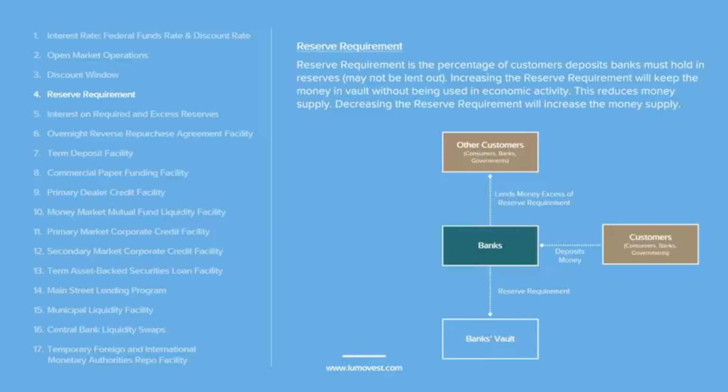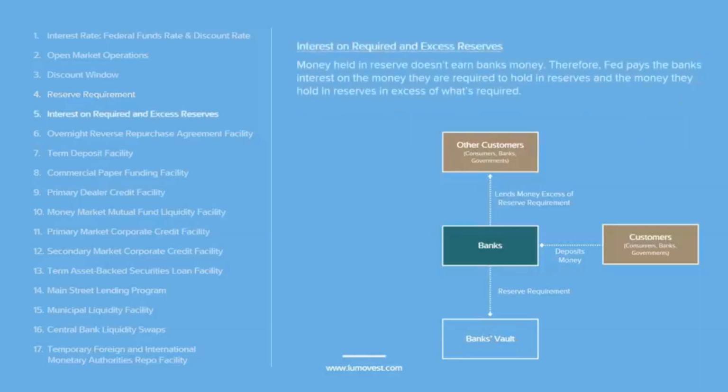The money held in reserve doesn't make money for the banks because they can't loan them out at higher interest rates. To compensate the banks for this opportunity cost, the Fed pays the banks an interest on required reserve balances. And if the banks hold on to the deposits beyond what's imposed by the reserve requirement, that's called excess reserve, and the Fed can pay the banks an interest on that as well. This is more of a tool to enable the Fed to effectively raise or reduce reserve requirements.